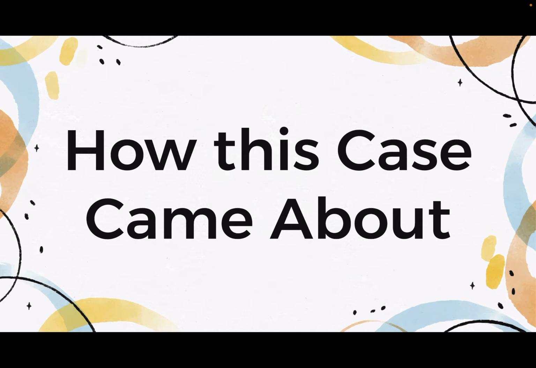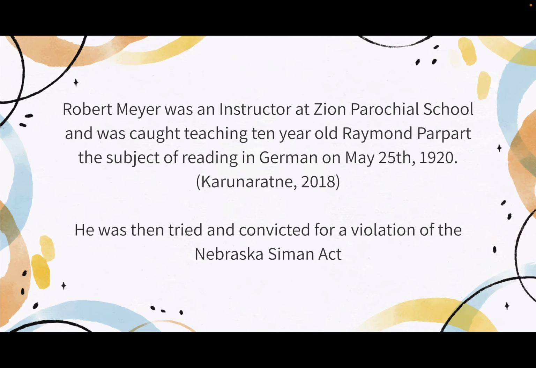Now we will move on to how this case came about. It starts at Zion Parochial School, in which Robert Meyer was an instructor, and was caught teaching Raymond Parpart, a 10-year-old, about the subject of reading in the German language. This occurred on May 25th of 1920. Once he was found teaching the German language, he was then tried and convicted for a violation of the Nebraska Simmons Act.